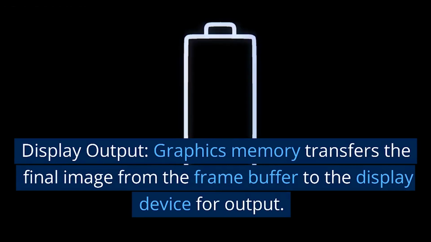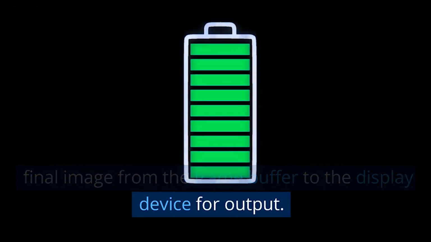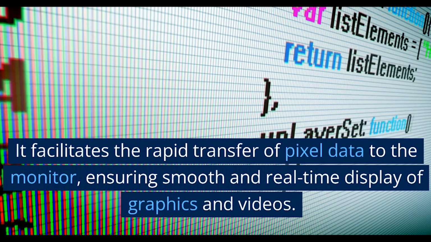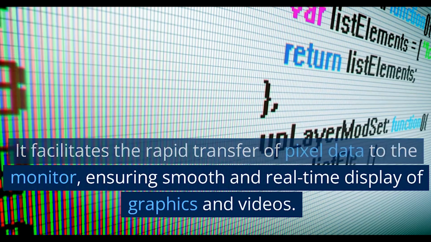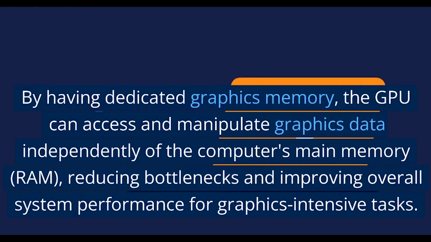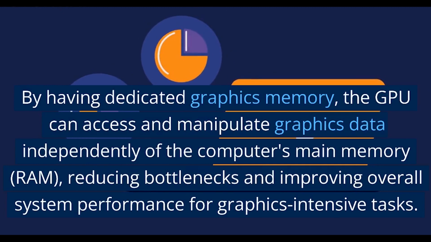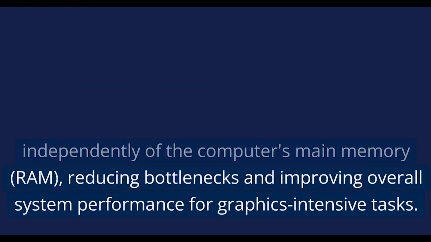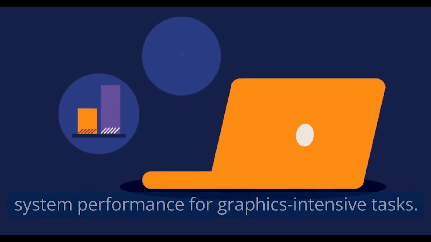Display output. Graphics memory transfers the final image from the frame buffer to the display device for output. It facilitates the rapid transfer of pixel data to the monitor, ensuring smooth and real-time display of graphics and videos. By having dedicated graphics memory, the GPU can access and manipulate graphics data independently of the computer's main memory, RAM, reducing bottlenecks and improving overall system performance for graphics-intensive tasks.